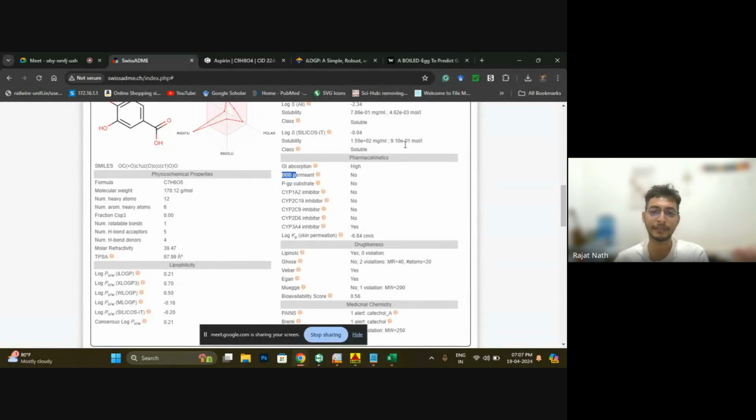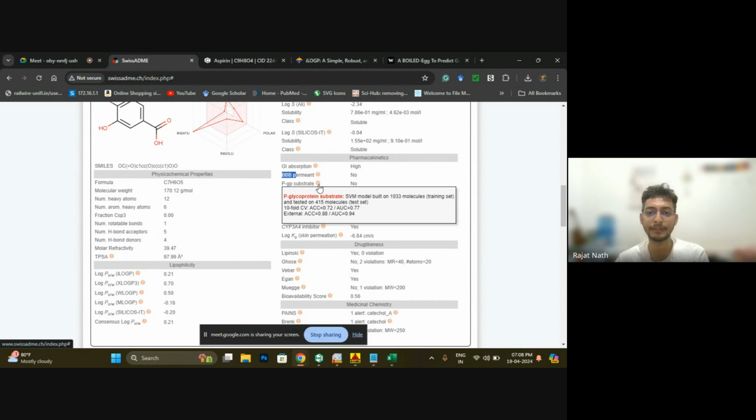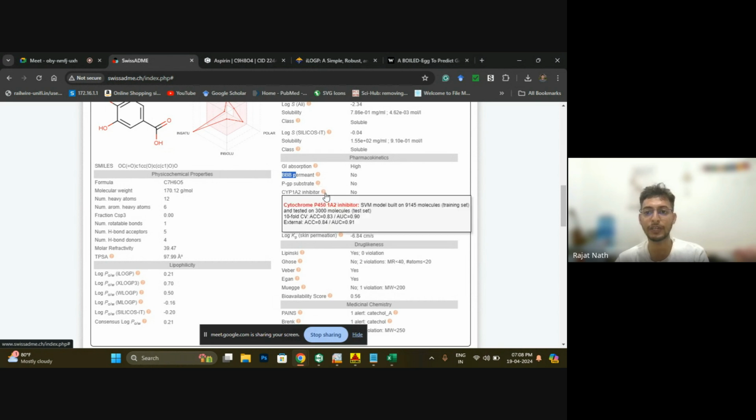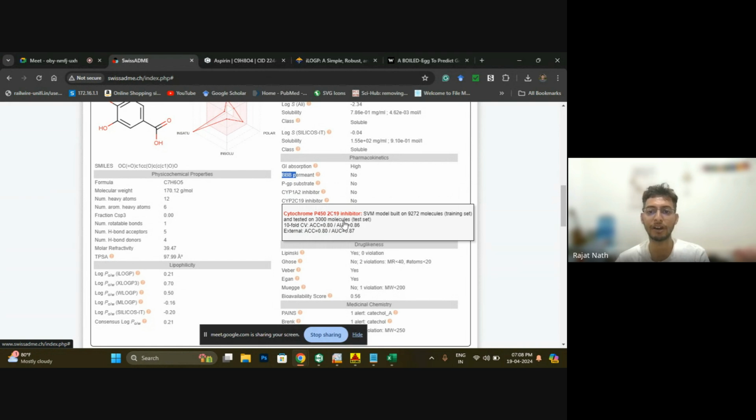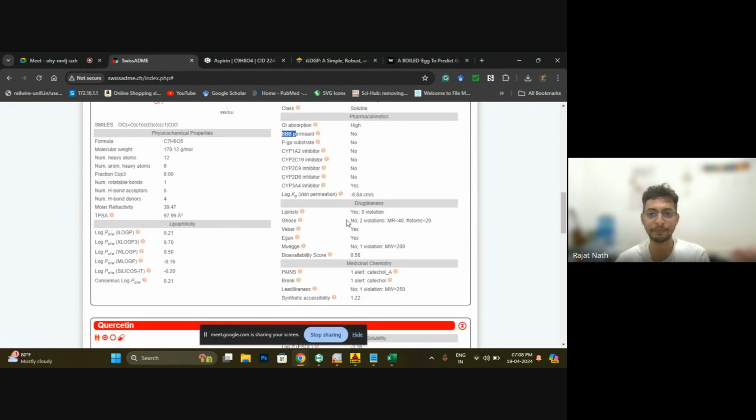Then there are some other inhibitors like CYP1A2, CYP2C19. These are the various substrate inhibitions. You can go and search the meaning of this type of compounds, what is the necessity of these inhibitors. So we are not considering that here.